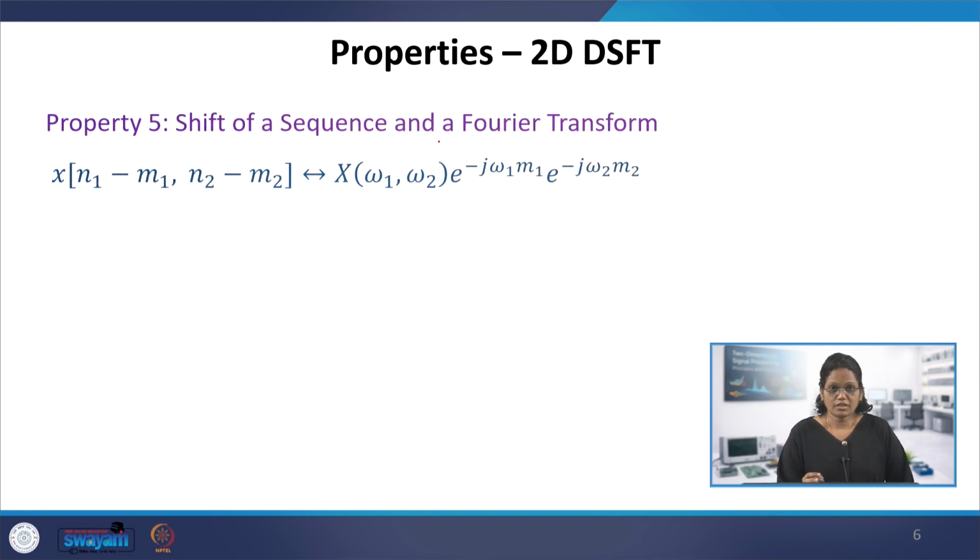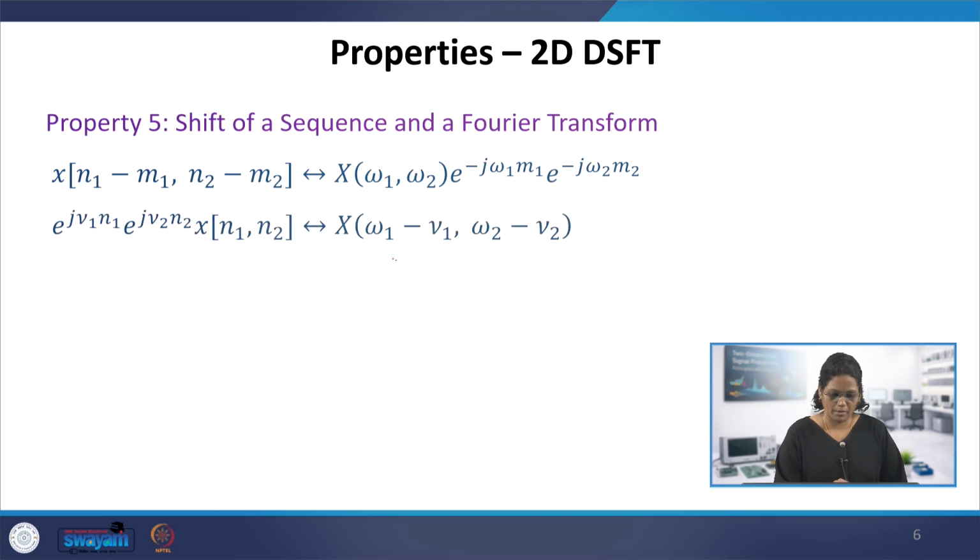Also, the shifting of the sequence, shifting in the time domain and shifting in the frequency domain. Shifting in the time domain means n1 minus m1 and n2 minus m2, or it can be n1 plus m1 and n2 plus m2 if these are negative values. So the DSFT X of omega 1 comma omega 2 is just multiplied with the shift, as you have seen in the shifted sequence Fourier transform property. The transform of the shifted sequence has the factor e power j omega 1 m1, the shift, and similarly for m2.